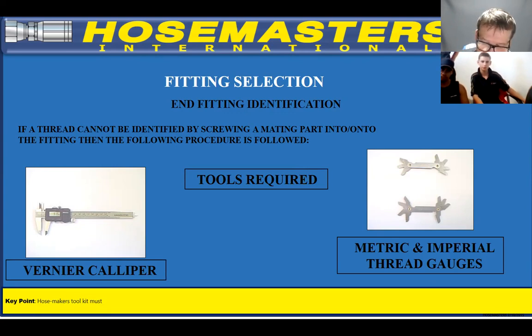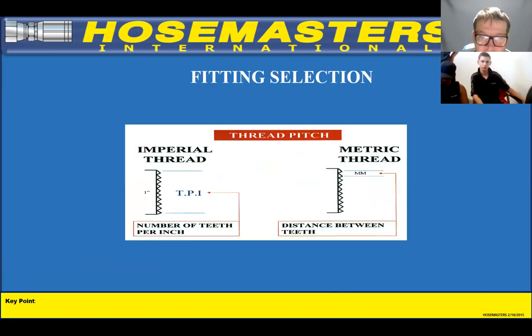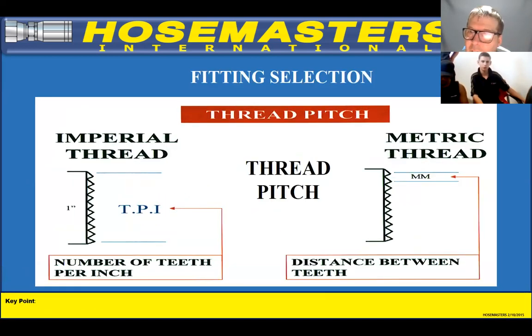Okay, so now you can see here where it says thread pitch, and you can see in imperial thread, it's TPIs, number of teeth per inch, and in metric, it's the distance between the teeth. Don't get too caught up in it right now. Just know that I'll teach you that when I come, and I'll show you the gauges, and I'll physically allow you to do it. Any comments, any questions?